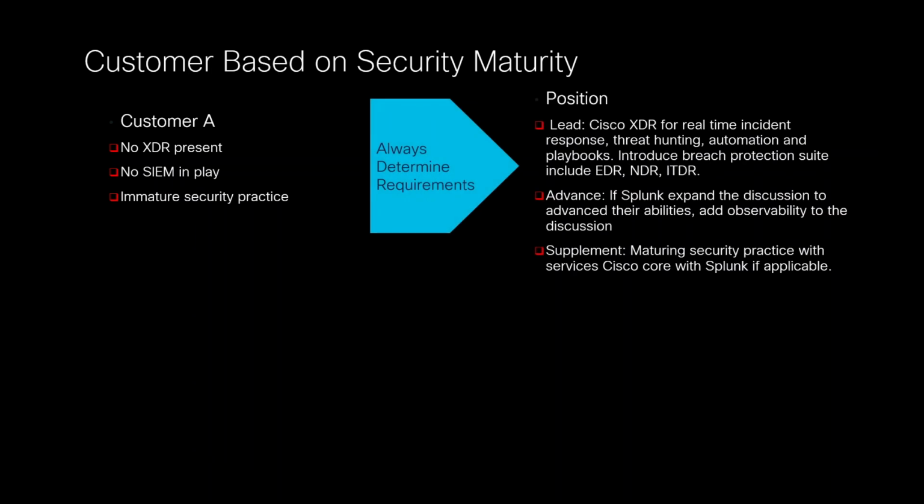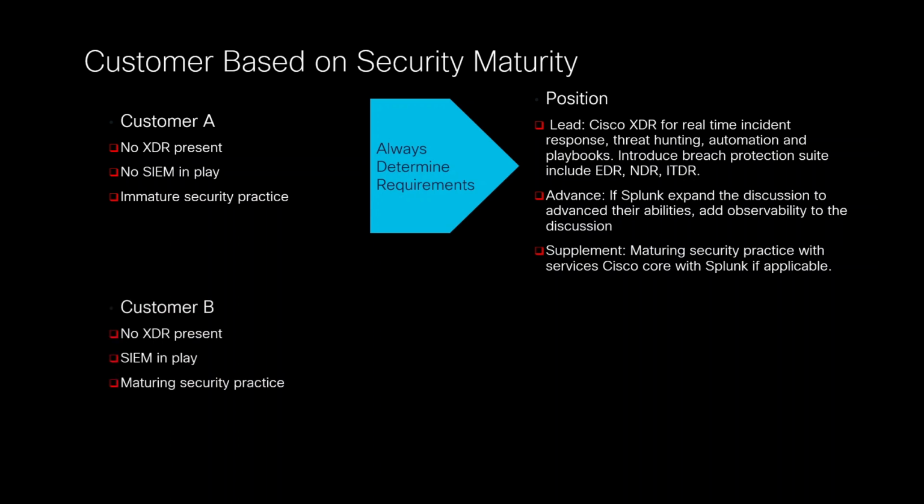Now, security maturity matters. So, for example, if you have a customer of varying sizes, maybe they have no XDR, no SIEM in play, and immature security practice, always determine requirements. As we mentioned before, this one's pretty easy. XDR can add real-time incident response, threat hunting, and automation. But we start introducing things like EDR or endpoint detection response, network detection response, and identity threat detection response. And what's interesting with Cisco's XDR platform is that we include a network detection response capability, as well as introducing an identity threat detection response element to the platform. And that's part of the licensing when you buy the platform. It's not additional, it's just part of the package and bundle. Now, we could advance our capability with Splunk, and maybe as we advance that, we can get into observability.